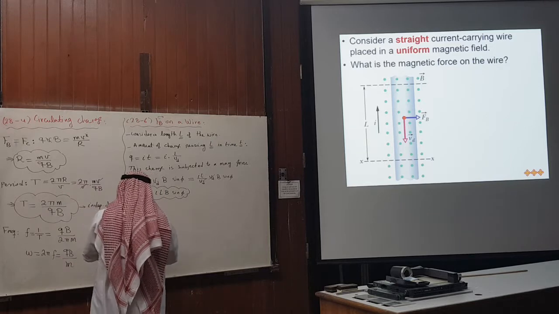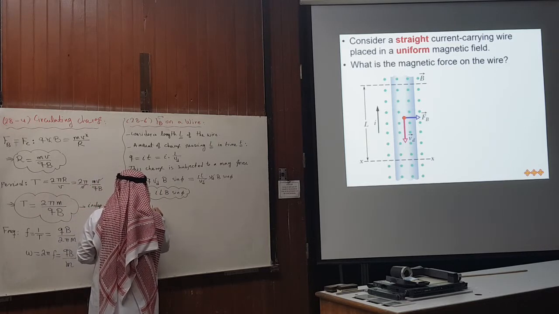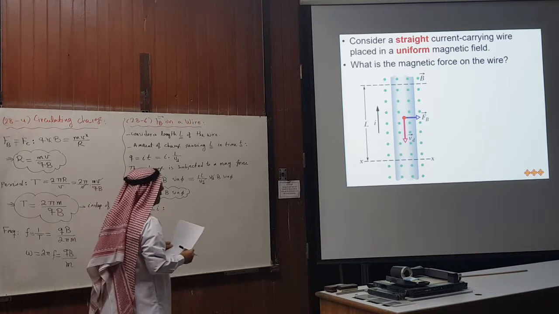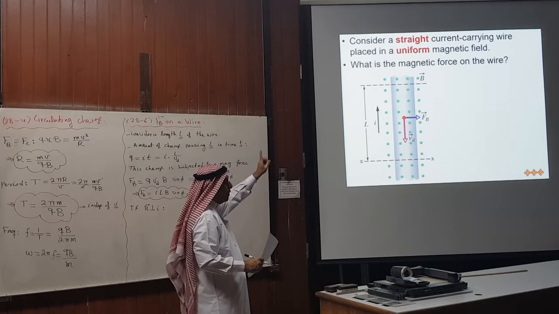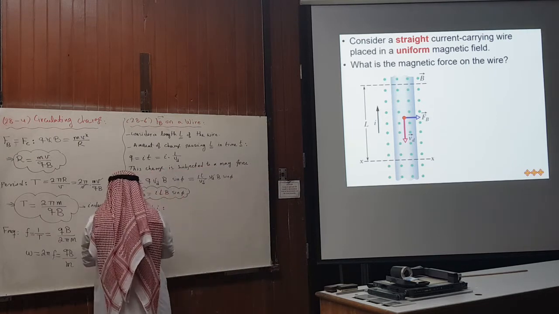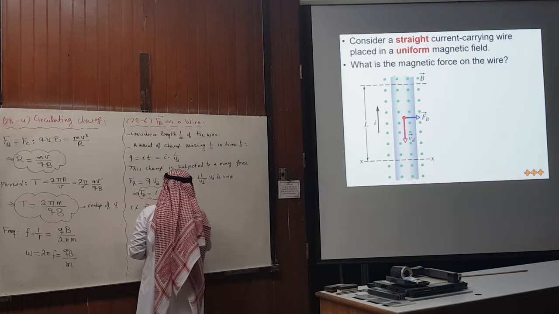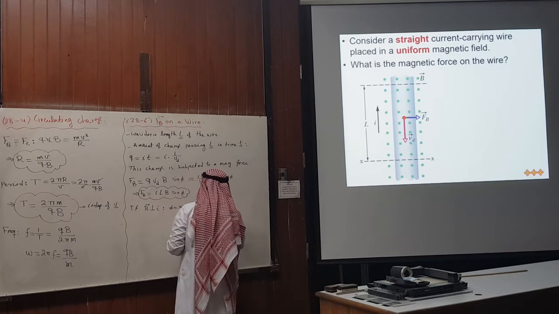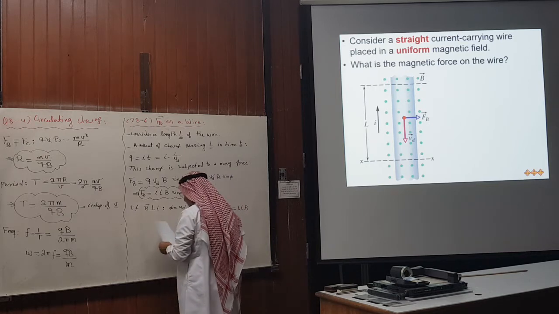Now, for the special case, if B is perpendicular to the current, okay, like we have it in here, the magnetic field is out of the page and the current is upward. In that case, phi is equal to 90 degrees, sine of phi is equal to 1, and therefore the force simply is equal to I L multiplied by B.